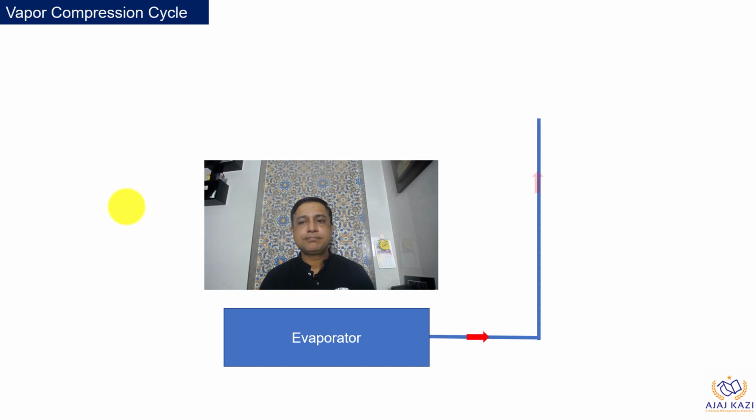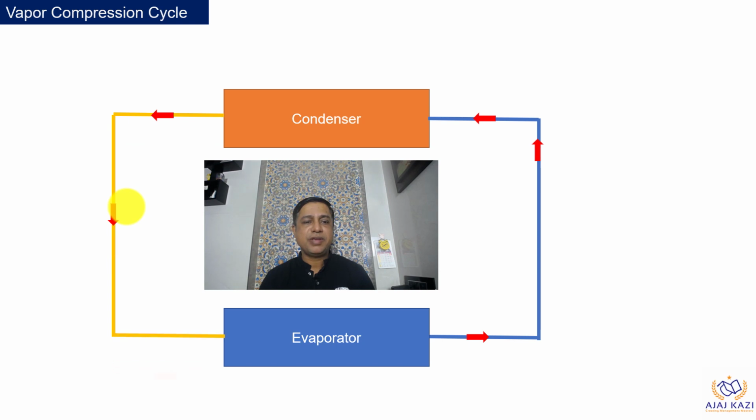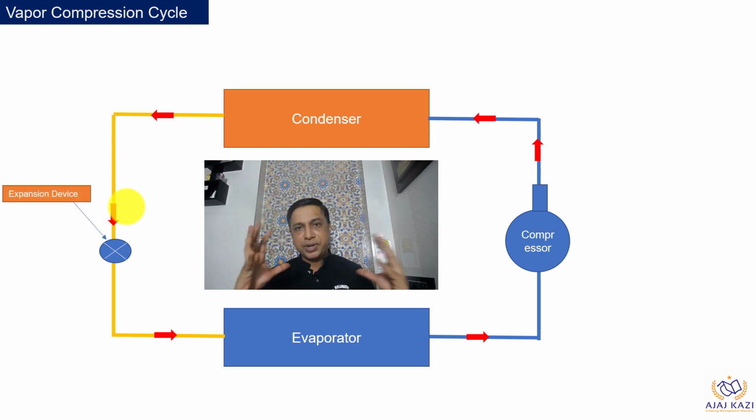The evaporator, then we have the condenser, then we have the refrigerant, and there is one more element which comes into the picture now, which is called the compressor. Everyone is aware of it. And there is another element called the expansion valve. This is the expansion valve, which completes the cycle.